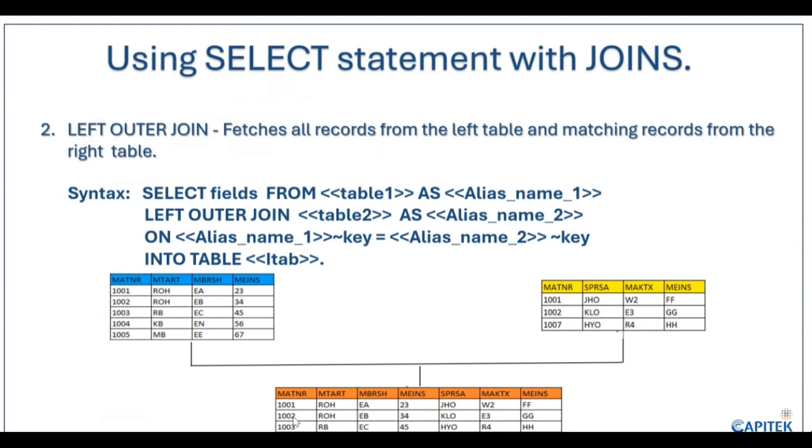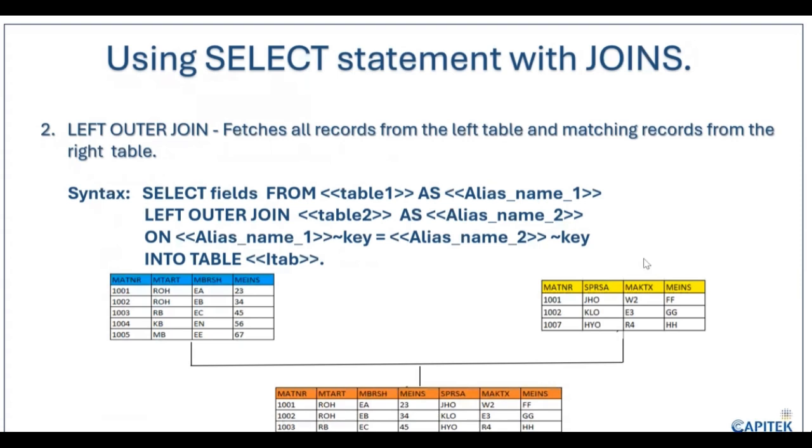Now coming to 1003, there is no record available over here. 1003, you see here RB EC45. Do you see any record over here? It is not there, so it will be empty over here. There is no entry for these fields. And you see 1004. Do you see anything over here? You don't see anything. So for 1004, whichever contents are on the left hand side will be displayed, and on the right hand side there is no content, so that will be displayed as empty.